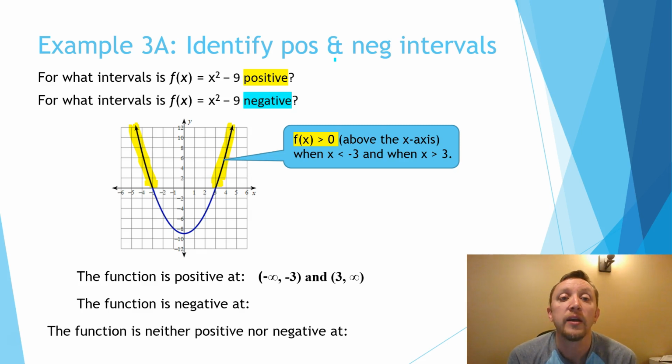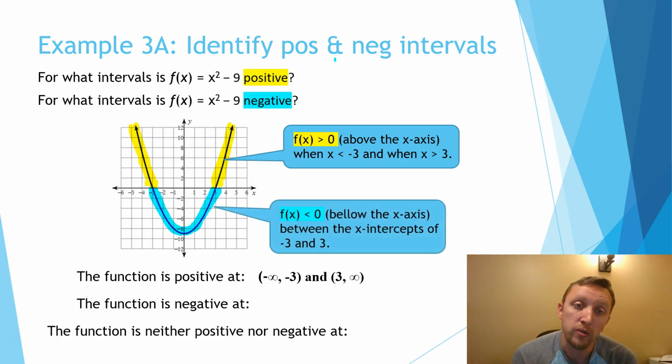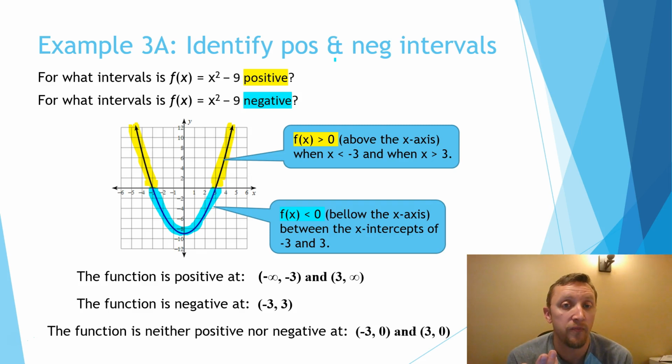Now, where is it negative? It's going to be negative below the x-axis. It's going to be below the values where y is 0. Okay, so the way we can describe that interval is it starts at negative 3 and it ends at positive 3. Now let's talk about 0 for a second. The function is neither positive nor negative at 0. Okay, so at the x-intercepts, it's just 0. It's not positive, it's not negative. So we would say at negative 3, 0, and at 3, 0, it's neither positive nor negative.